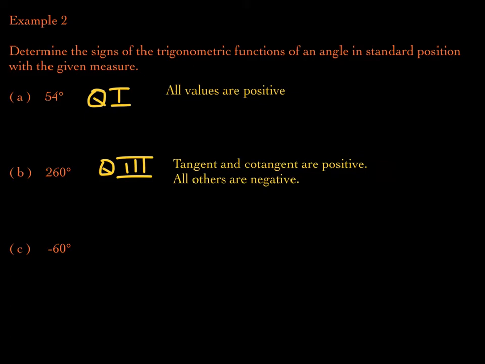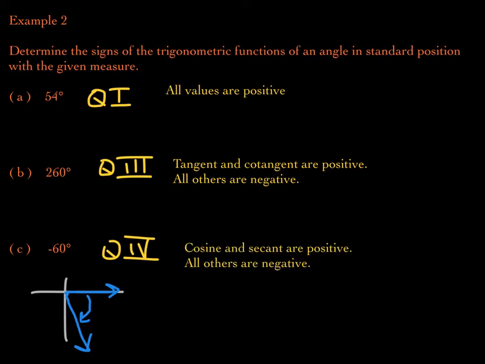The last one is negative 60 degrees. Now be careful here. Remember that angles that open clockwise have negative measure. Here, let me draw you a picture for this one. When we're talking negative 60 degrees, you want to open clockwise. So we're talking standard position. So vertex at the origin, initial side on the positive x-axis. And we want to open clockwise 60 degrees. So this would be negative 60 degrees. So I hope you can see that it is quadrant 4 we're talking about. Now, all students take calculus. So in quadrant 4, cosine and secant are positive, all others are negative. All right, very good. Let's keep on going.